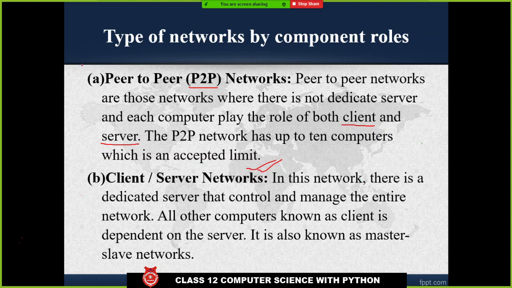Since these two terms are a little bit difficult, let me explain in Mizo for clarity.